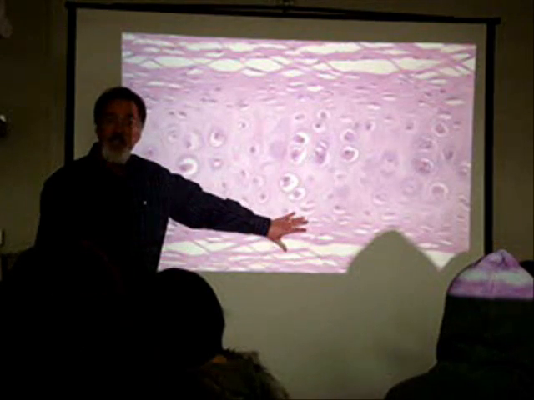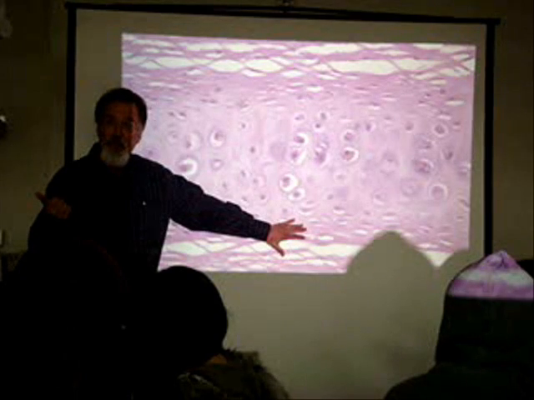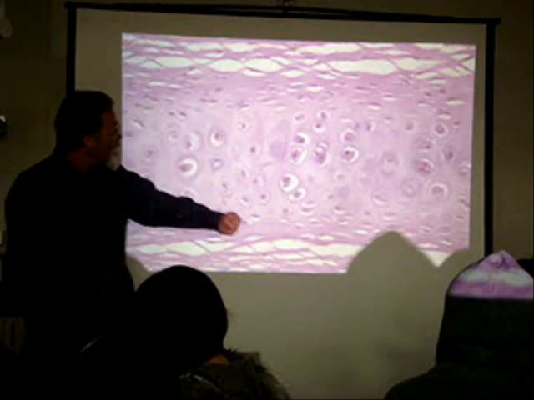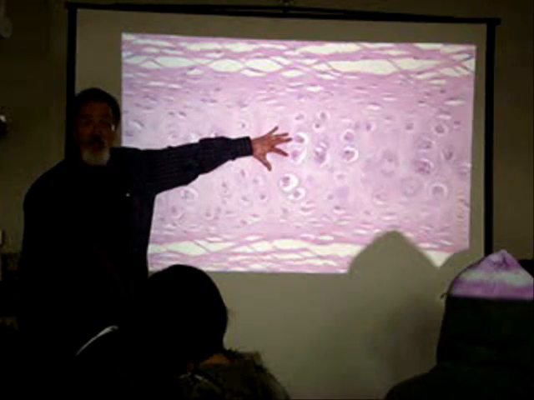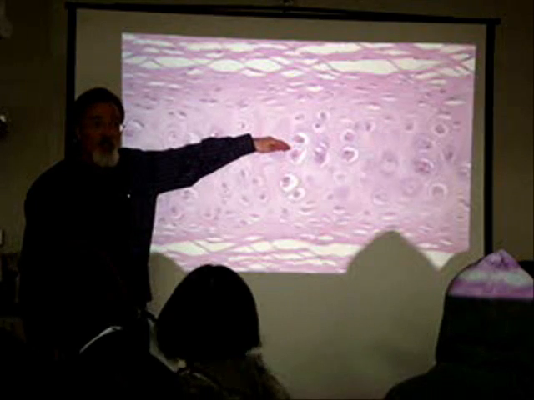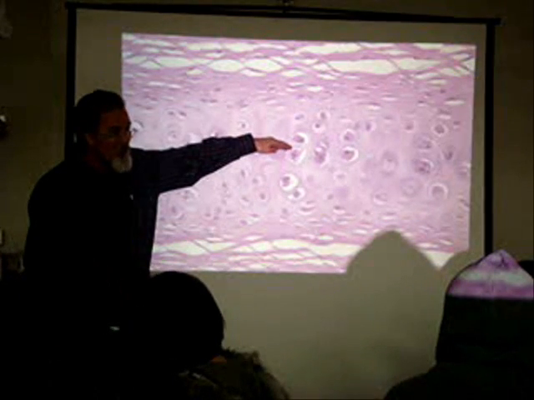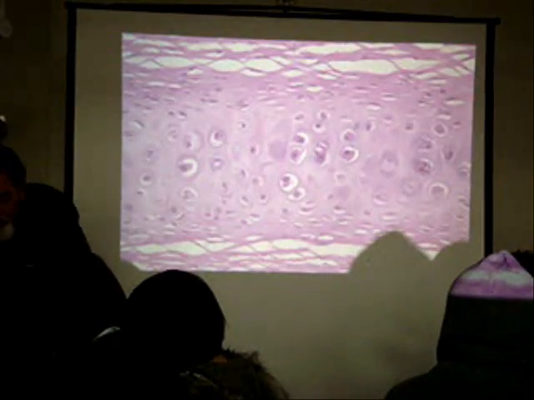This would represent what kind of growth? Growth from the surface, appositional. Here we have an isogenous group. So these are two daughter cells from one mother cell, if you will. This would represent what kind of growth? Interstitial. So you have both going on in cartilage.